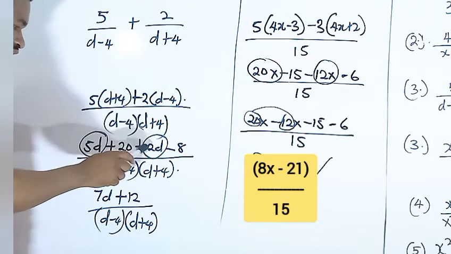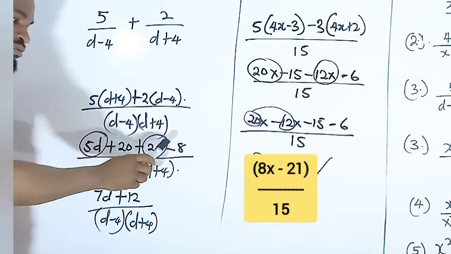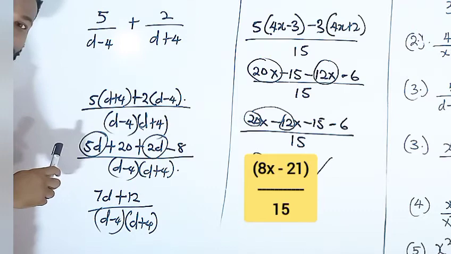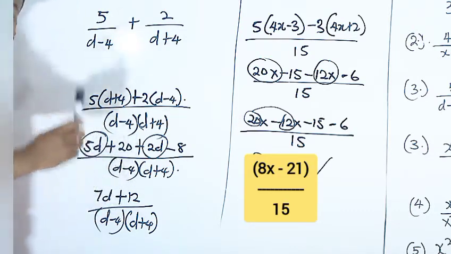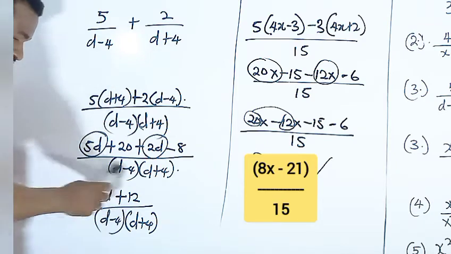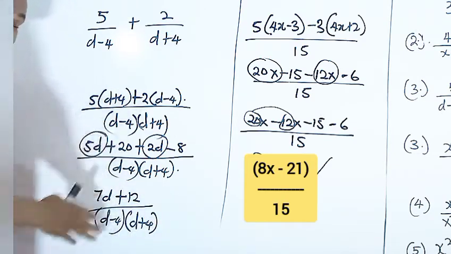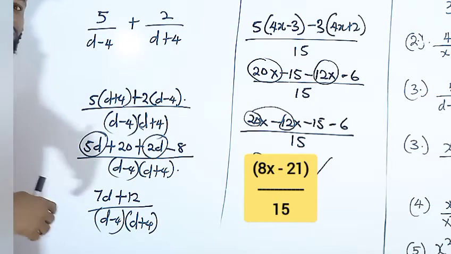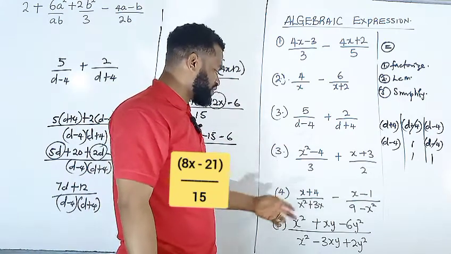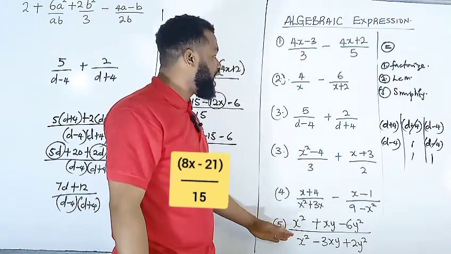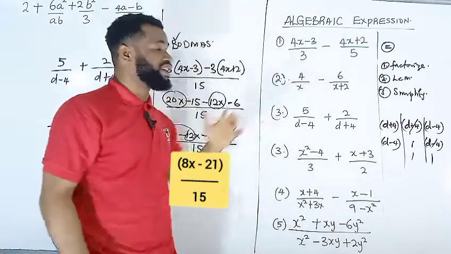Now, d and d can go together. 5d plus 2d is 7d. 20d minus 8d is 12d. All divided by D minus 4 times D plus 4. That is the answer. Why? Because nothing can factorize anymore. So I left the answer that way. And then we are going to talk about how we do this, and this, because these ones are the ones we must factorize first before we take the LCM.